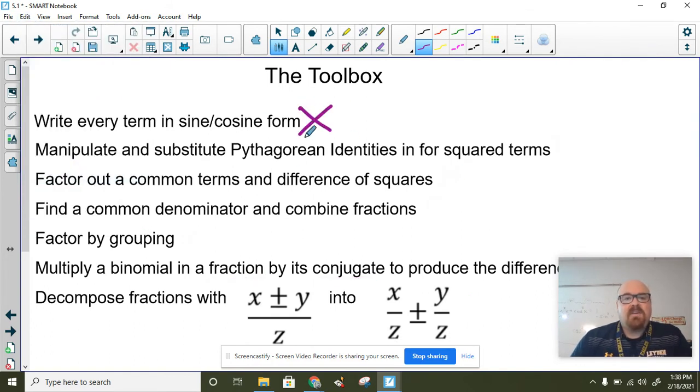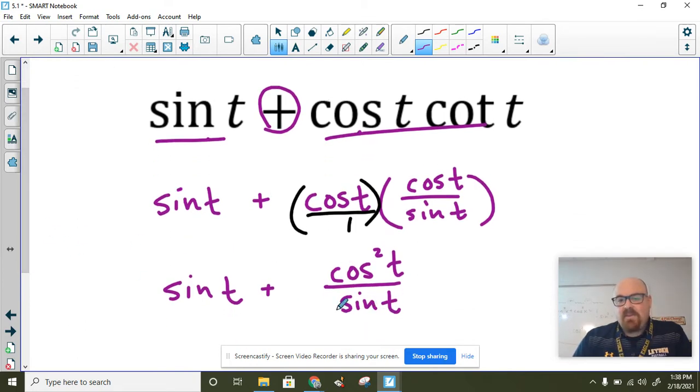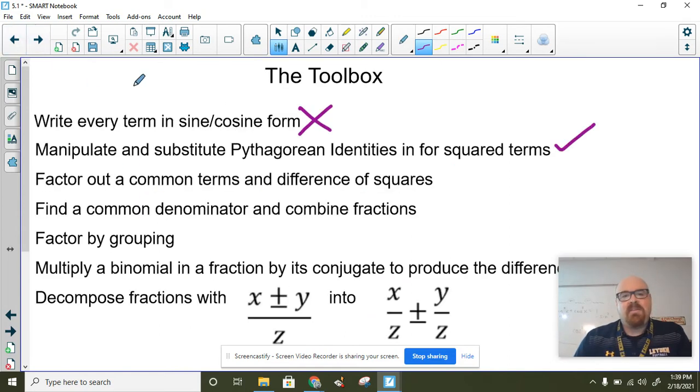I'm not going to redo the first tool because I already turned everything into sine and cosine form. Manipulating and substituting square terms: yeah, there are square terms here. Factoring out common terms with the difference of squares: there's not going to be any factoring yet again. I can't factor something out of a denominator with something out here; the math doesn't support that. So we're not going to do that.